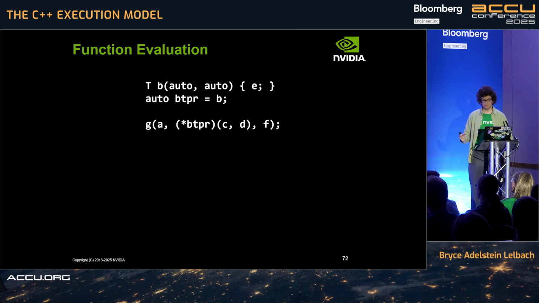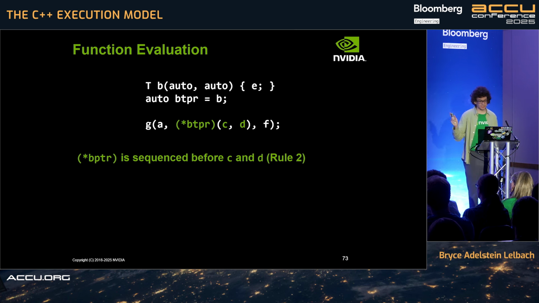So let's look at an example. Here we've got a function b, which takes 2 parameters and has a body e. And we've got a call to another function g, which takes 3 parameters: the expression a, an expression containing an indirect call through a function pointer to b, and the expression f. So the call to b takes 2 parameters, the expressions c and d. So the expression designating the function being called, the dereference of b pointer here, is sequenced before the argument expressions to that function call, which is c and d here. And again, this logically makes sense. You want to determine what you are going to be calling before you determine what you'll be calling it with.